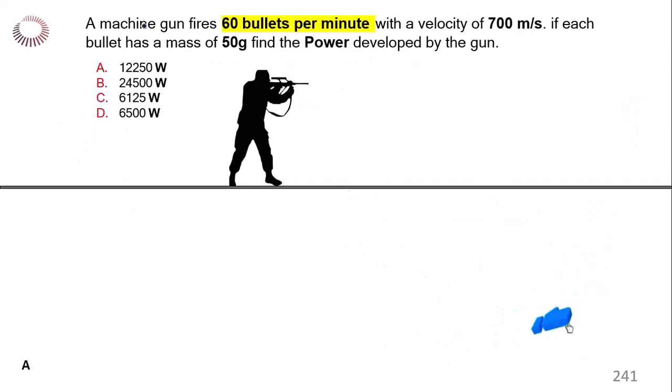Now in this question, there is a machine gun which fires bullets. So 60 bullets are emitted per minute. So that means if I say 60 bullets are emitted per minute, so in 1 second, the number of bullets should be equal to 1. Because 60 bullets per minute divided by 60 seconds in 1 minute. So that means this is 1. So 1 bullet is emitted in 1 second.